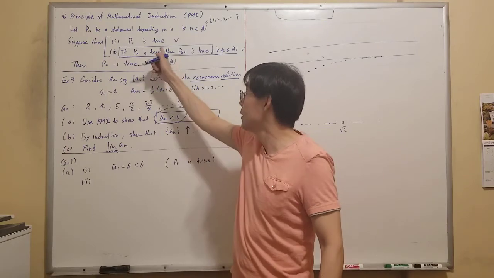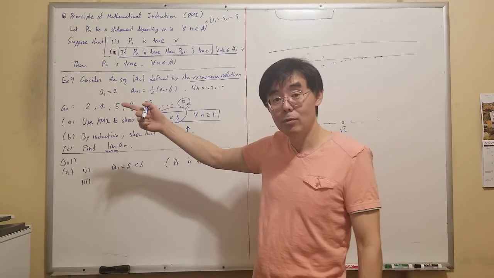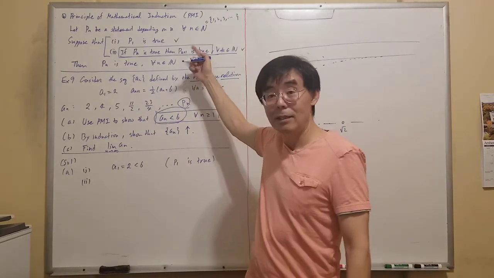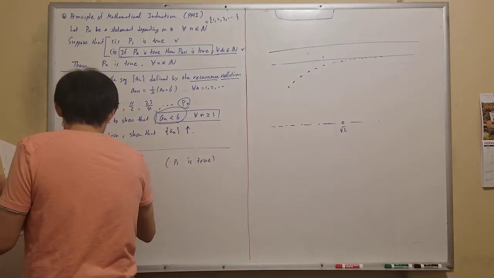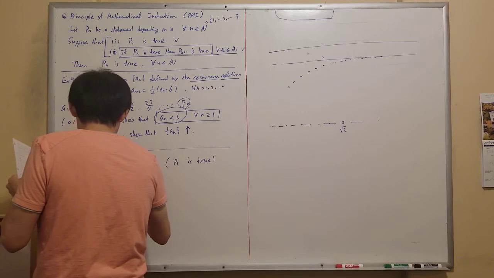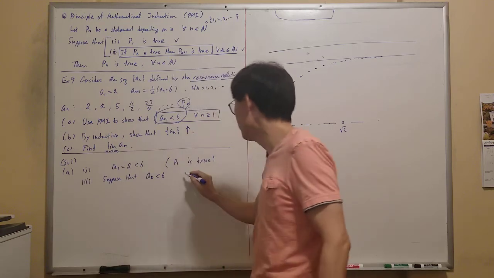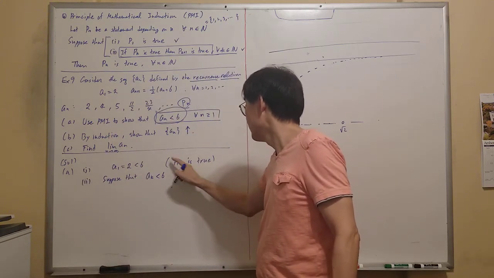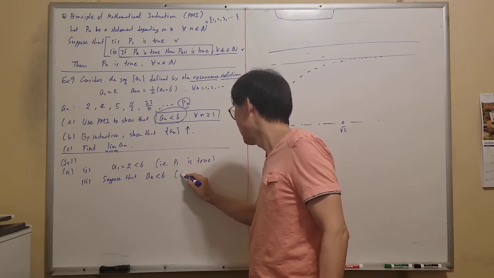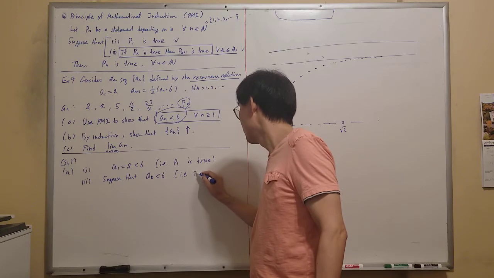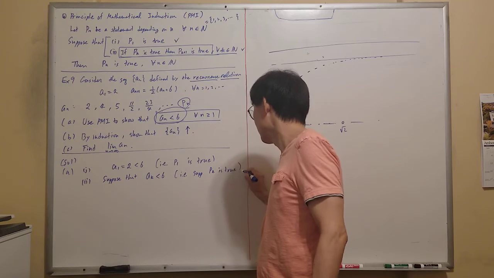Suppose the hypothesis is satisfied. Then using mathematical logic and known theorems, you derive that the conclusion part is also true. So we're starting by supposing that ak is less than 6. That is, we are supposing that Pk is true. That's what we are doing, right?